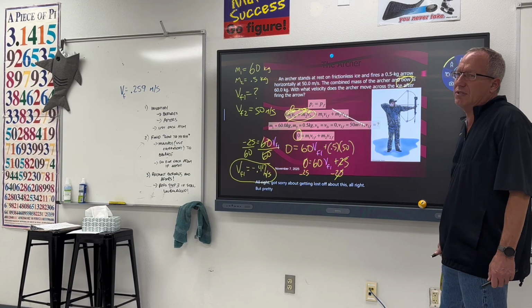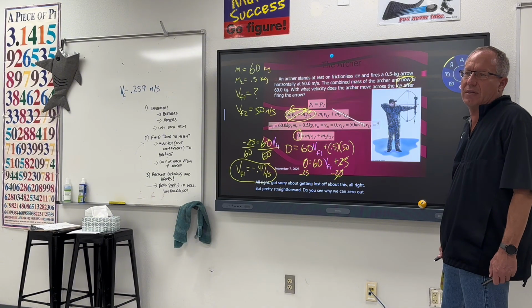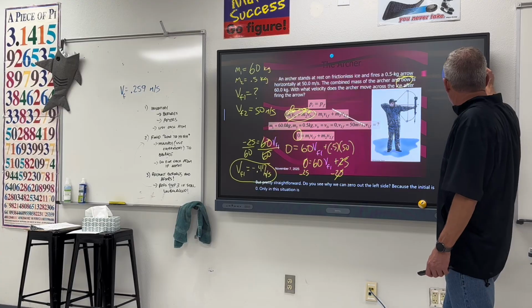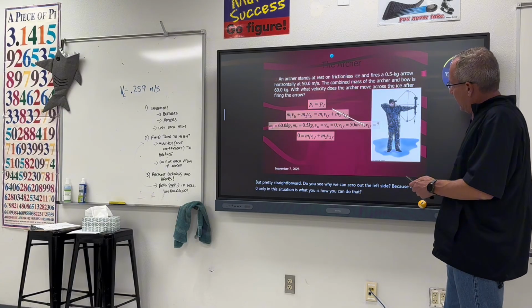You see why we can zero out the left side, because the initial is 0. Only in this situation is how you can do that. All right. Next example is this.